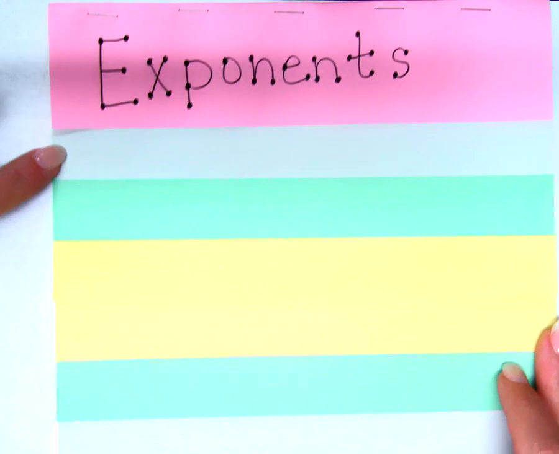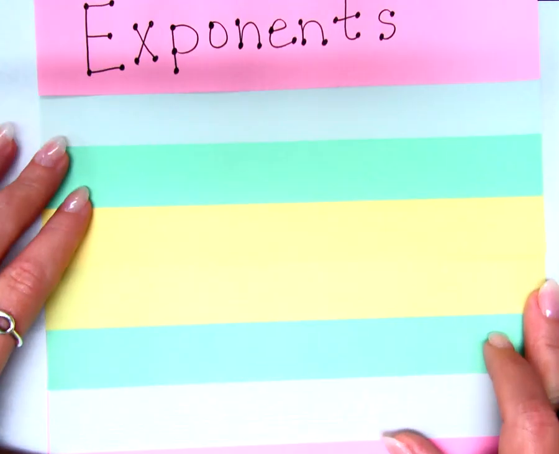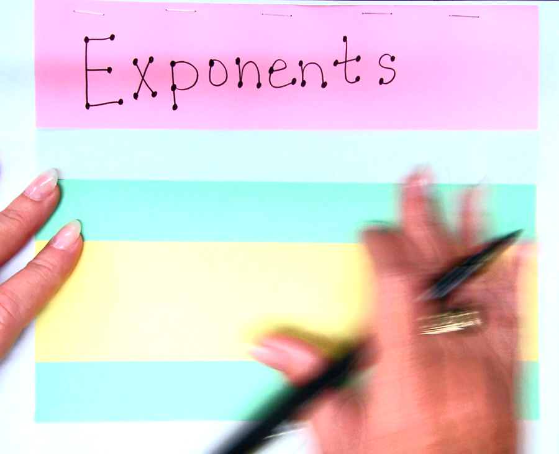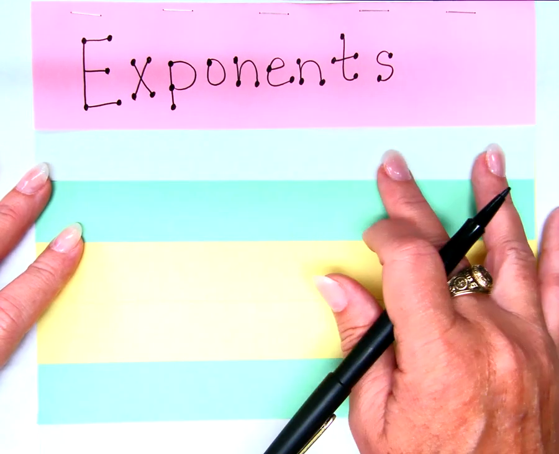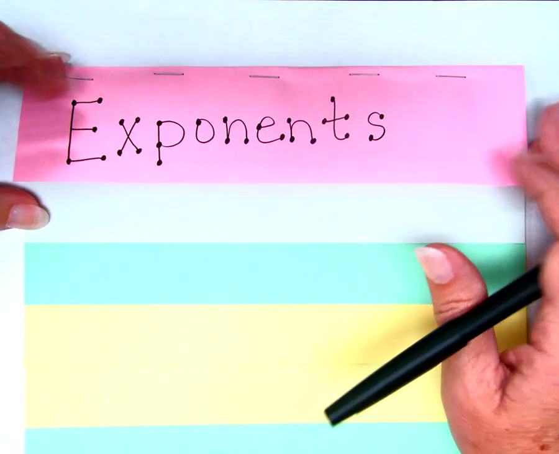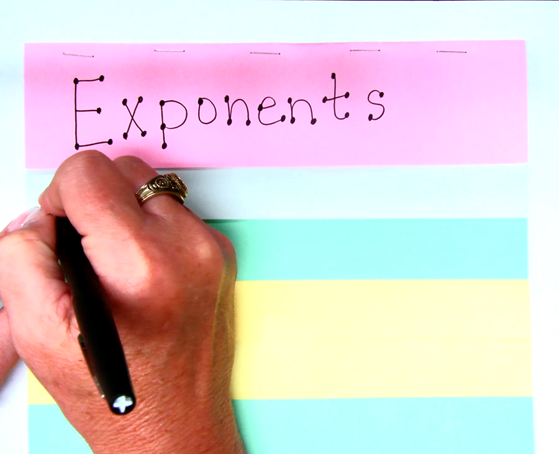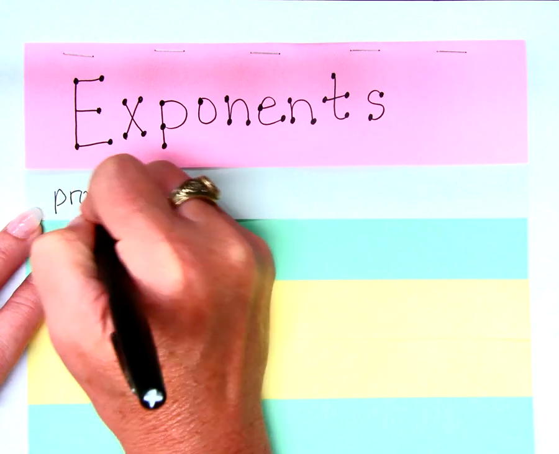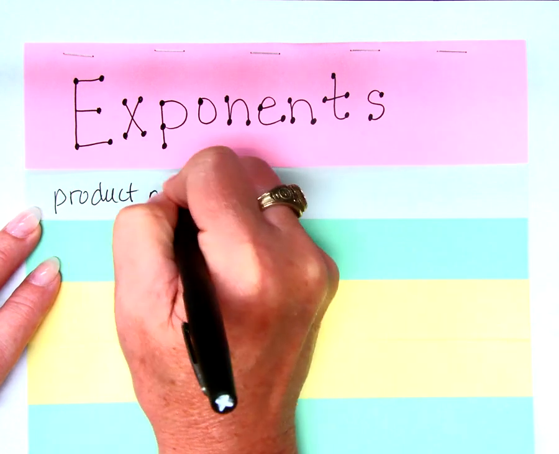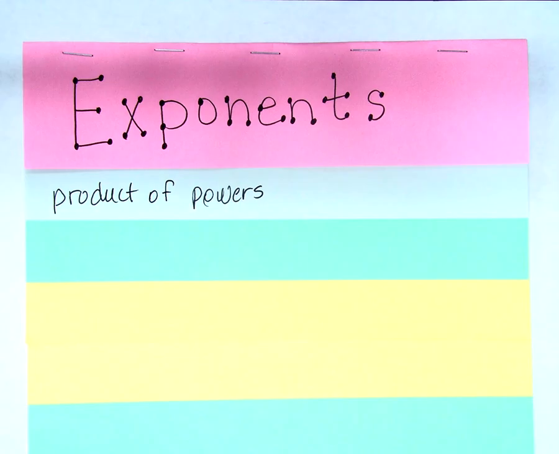Okay, so do you see how there's tabs? 1, 2, 3, 4, 5, 6, 7 tabs. So what we're going to do on the tabs is write the name of the rule and the actual rule, and then we're going to fold this section up right here, and that'll be room for examples. Does that make sense? So on the first tab, we're going to write product of powers.